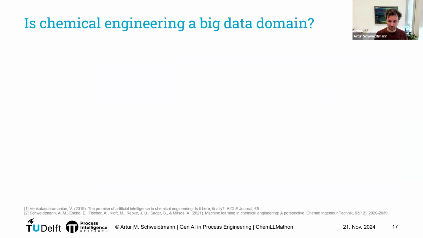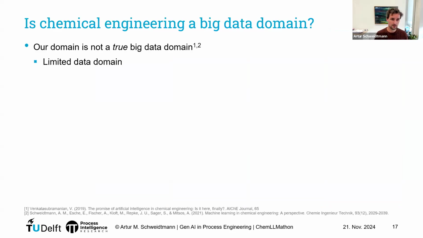So let's start with the big data. And here the question is, is our domain, chemical engineering, chemical process engineering, actually a big data domain? If you read the articles, the literature, if you talk to people, most people will tell you no. Most people tell you it's not a true big data domain because we have just limited data. We are not like text. You can't mine the whole internet for P&IDs. Or you can do it, you just don't find that many.